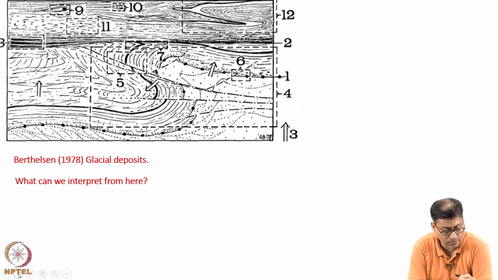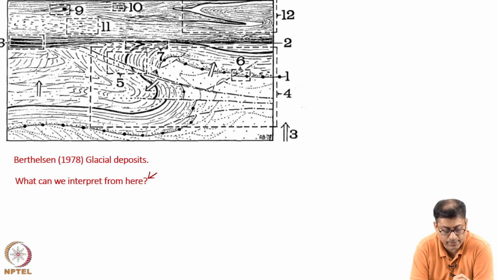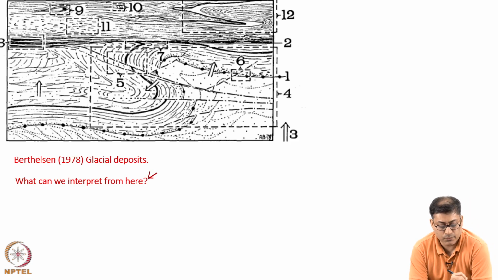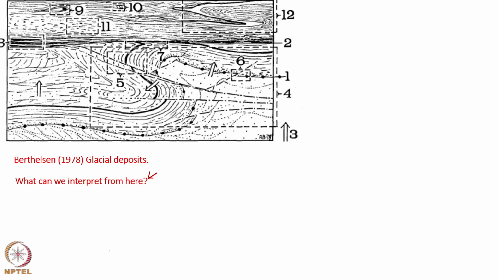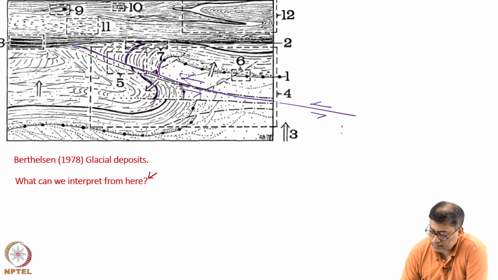Here is an example of a glacial deposit that is structurally deformed, and what we can interpret from here can become a good exercise. I would request the students to first interpret this vertical section, pausing the video, and then check the interpretation. One can locate a fault, and clearly this unit is faulted. I will put half arrows, and if I draw the half arrows here, this indicates a reverse fault.